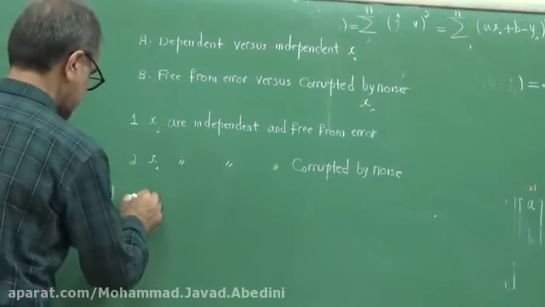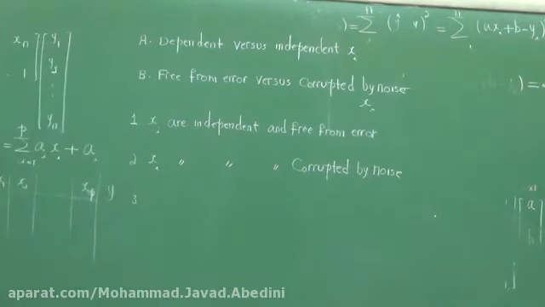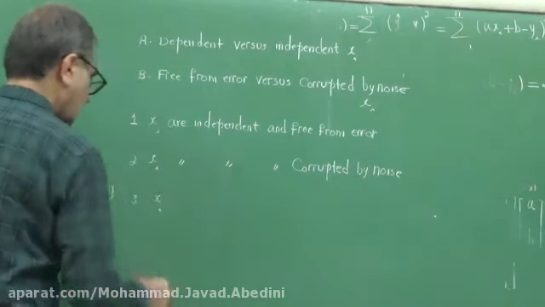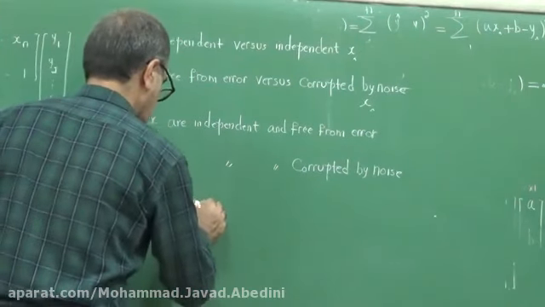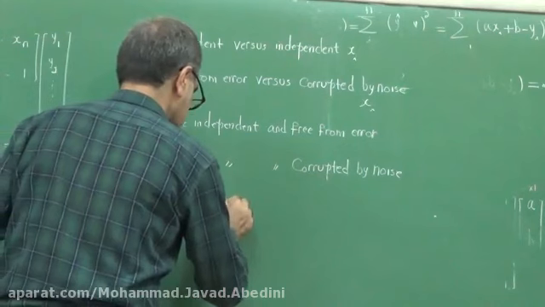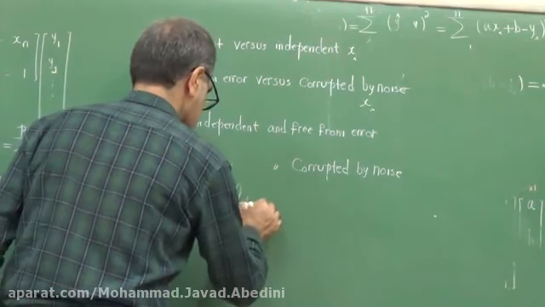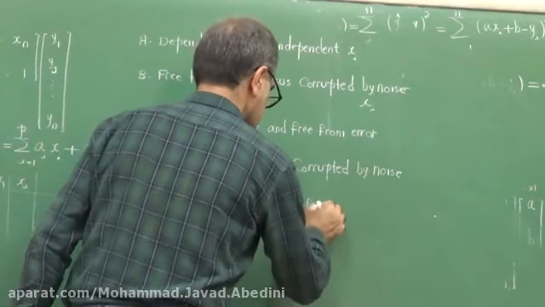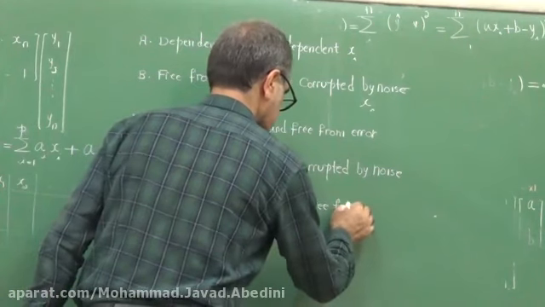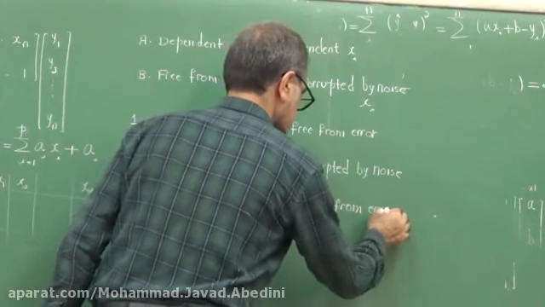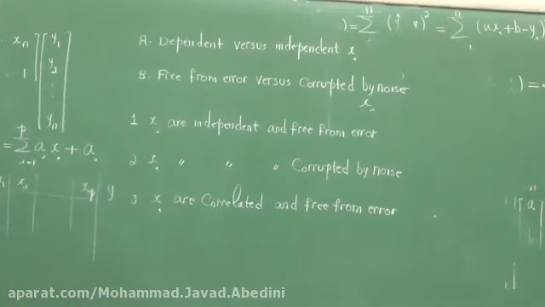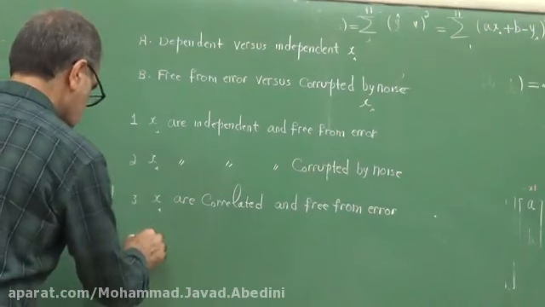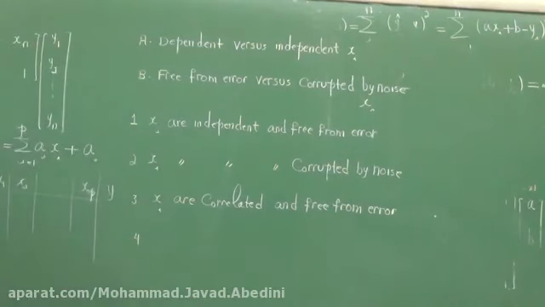گزینه 3: Xi are correlated and free from error. گزینه 4، متعالی ترین گزینه: Xi are correlated and corrupted by noise.